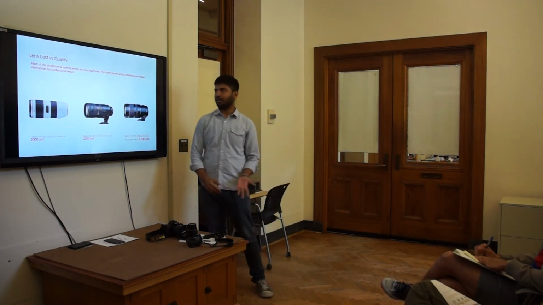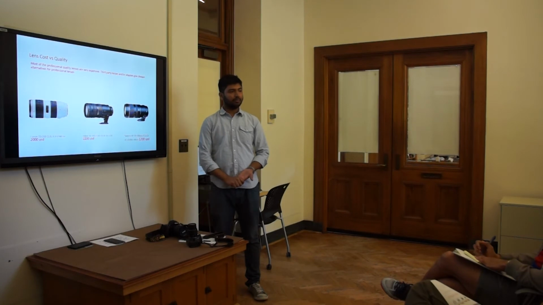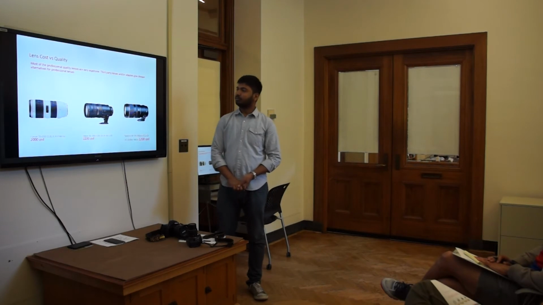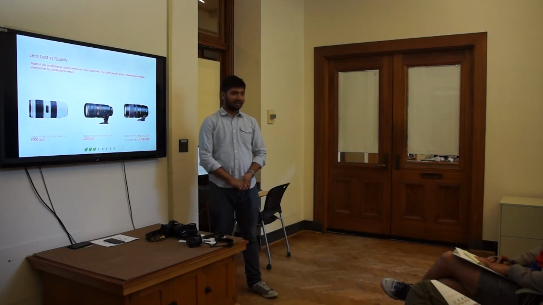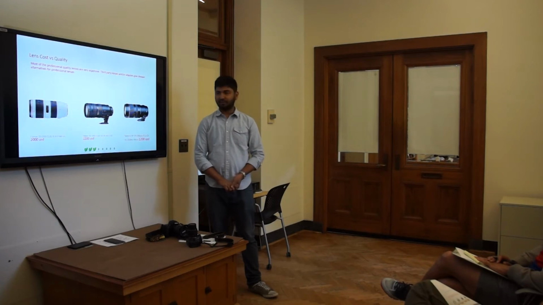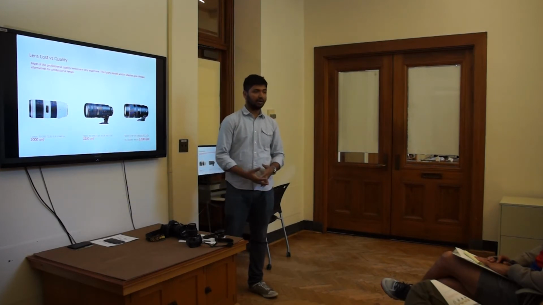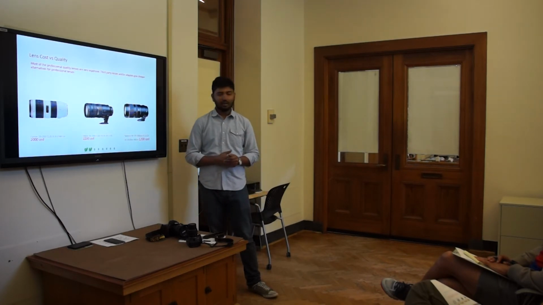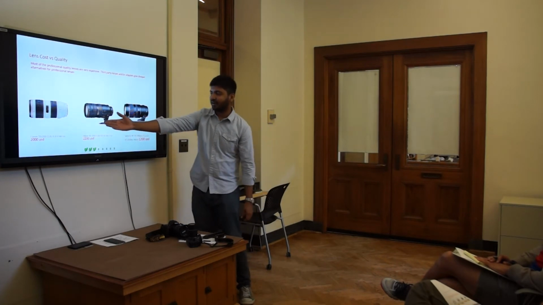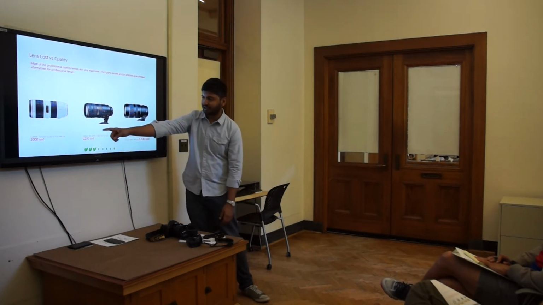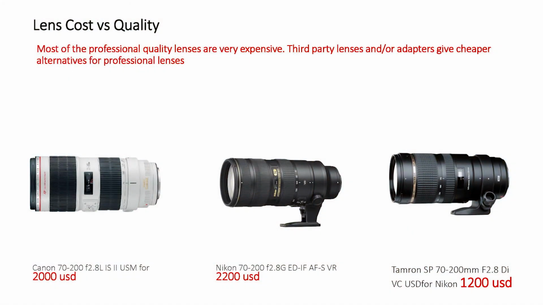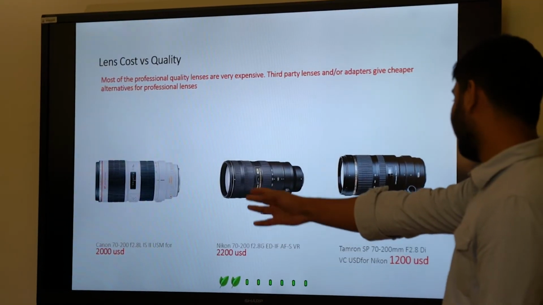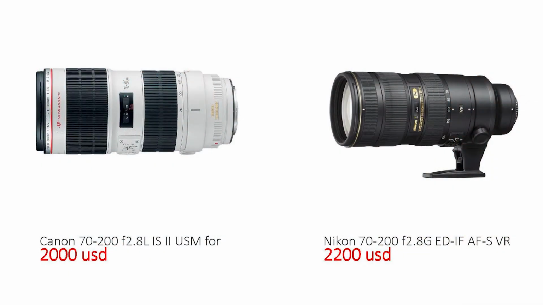So now I'm going to talk a little bit about cheaper alternatives for lenses. Most of the professional grade lenses are always expensive, especially if the focal length is longer and if the aperture is constant throughout the focal length. Say this is a standard portrait lens in Canon, which is 70-200 with f2.8 constant. It's $2,000. It's expensive, and the equivalent in Nikon is $2,200.